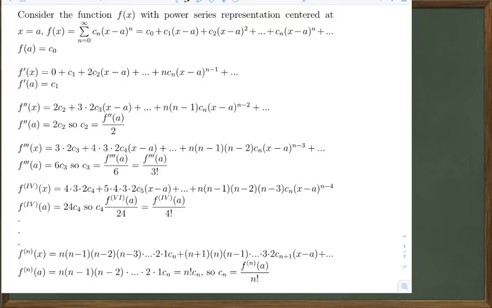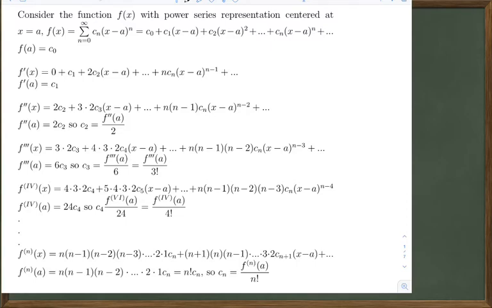Now if we look at the second derivative of f, that's going to be 2c2, and then the next term would be 3 times 2c3 x minus a plus dot dot dot n minus 1 c sub n x minus a to the n minus 2, and that would keep going. If we evaluated the second derivative at a, everything would absorb except for the 2c2. If we solve for the coefficient c2, c2 would be equal to f double prime evaluated at a divided by 2. Let's look at the third derivative.